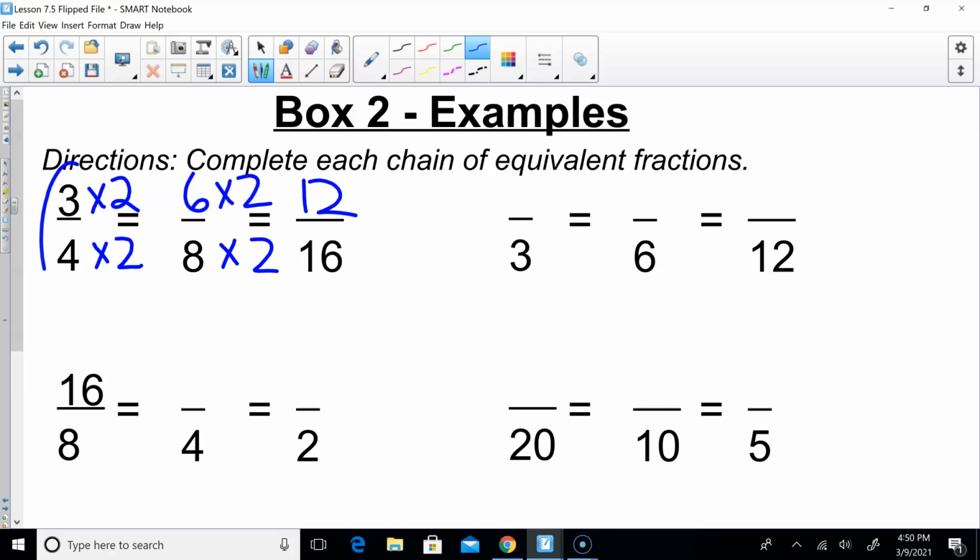So I've got 3/4, 6/8, and 12/16 are all equivalent fractions. I can go with another number. Can I even do fractions that are greater than 1 as equivalent fractions? Sure, why not? Nothing really changes because you still use that same strategy.